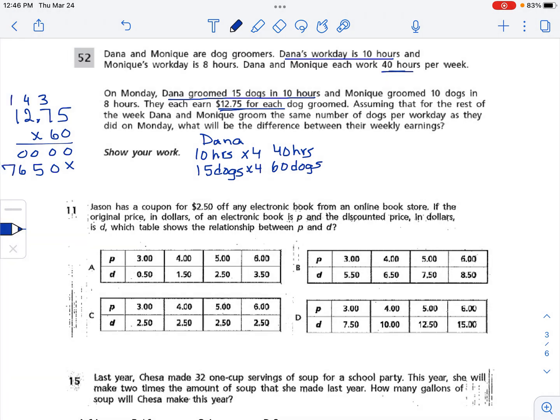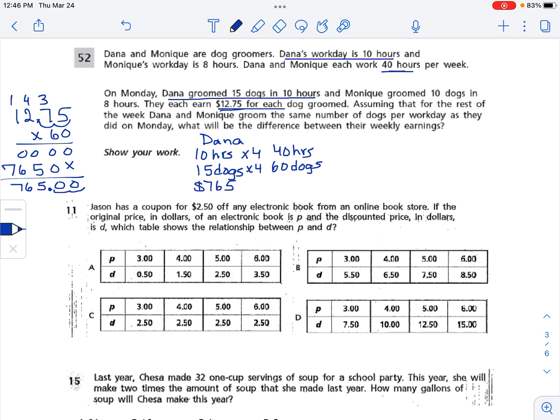Oops. There we go. All right, now we're going to add. And we have 2 decimal place values in our factor. We need 2 in our product here. So Dana has made $765 grooming dogs for a week.